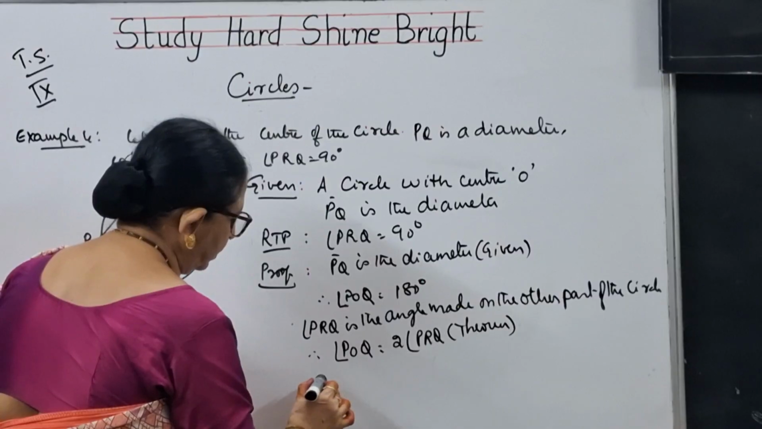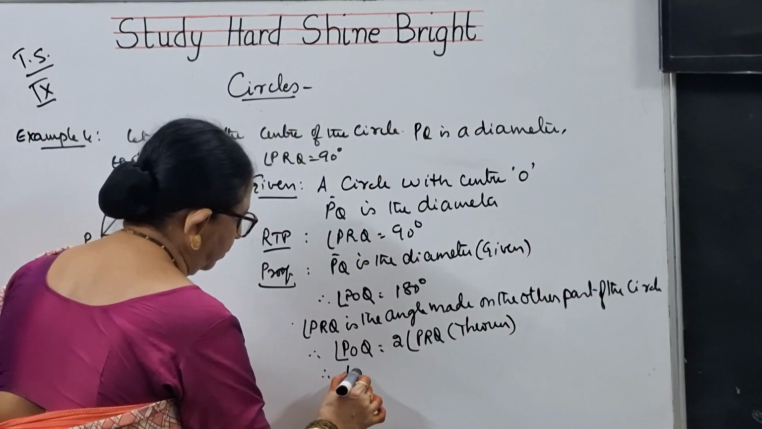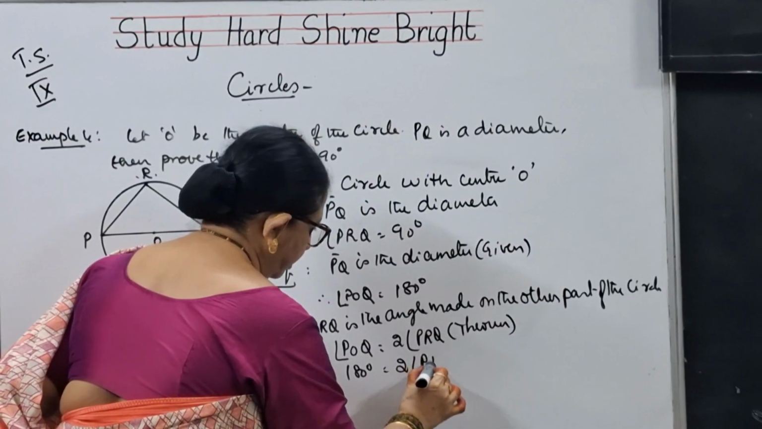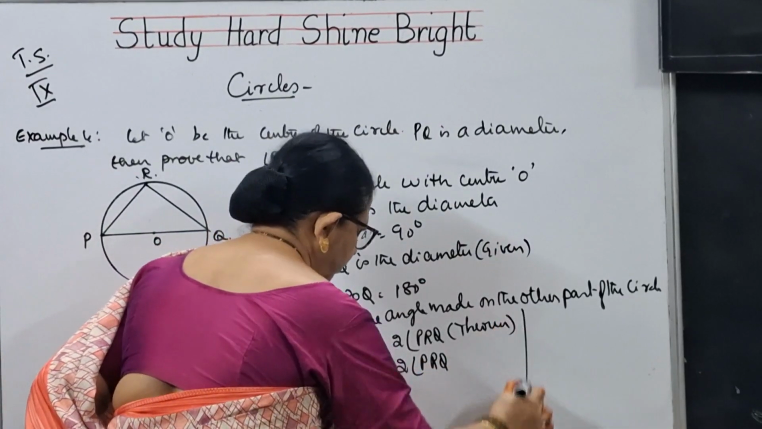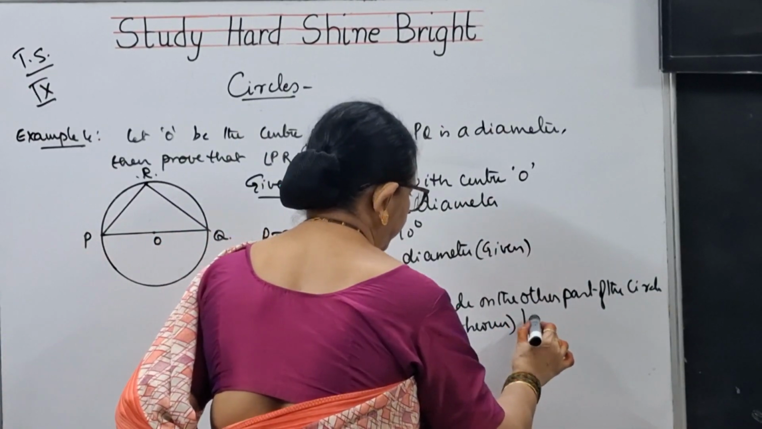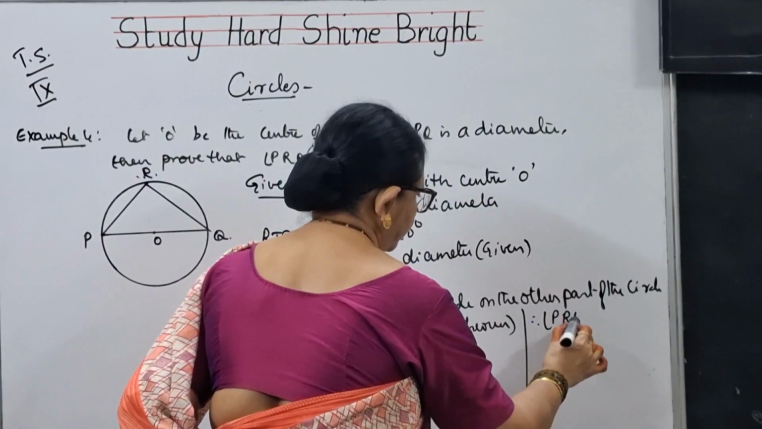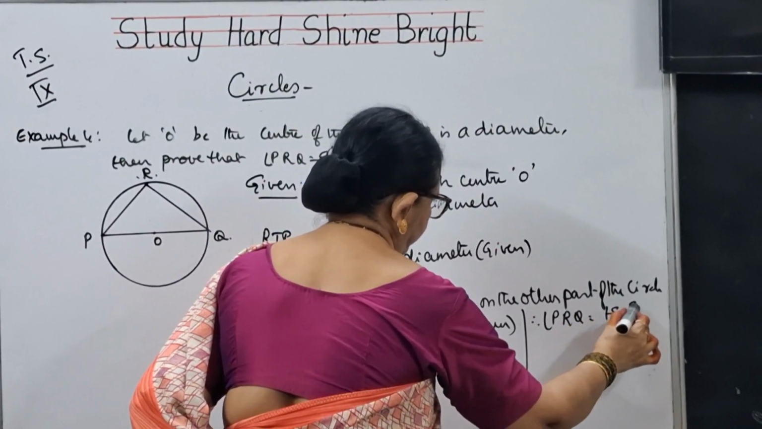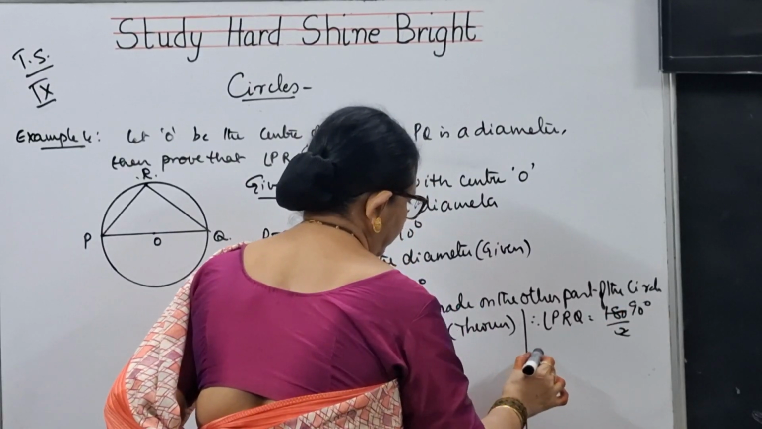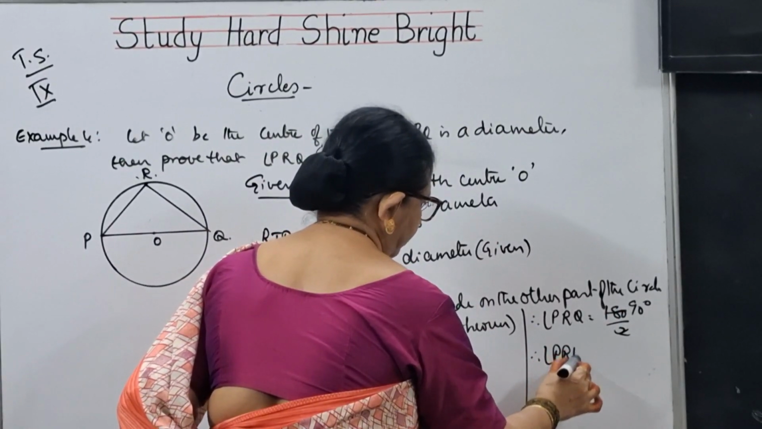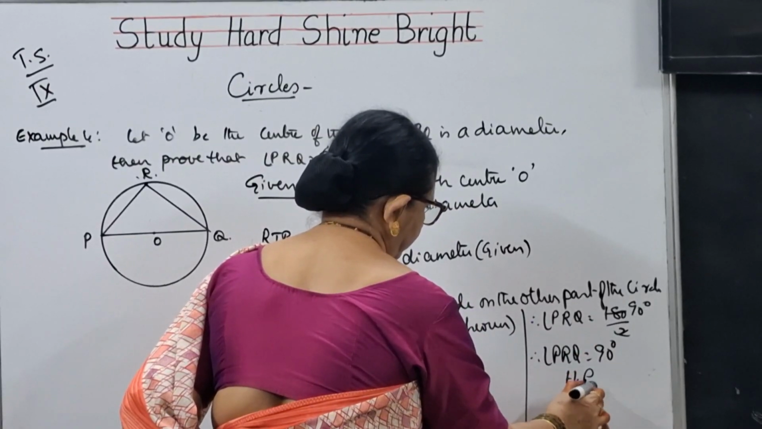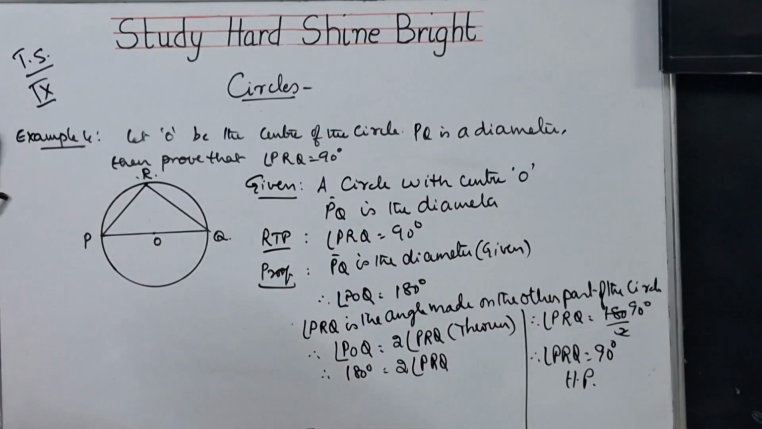So, therefore, what is angle POQ? 180 degrees is 2 times of angle PRQ. So, what is angle PRQ? Angle PRQ is equal to 180 by 2, that is 90 degrees. Therefore, angle PRQ is equal to 90 degrees. Hence, proved. This is the proof of this problem, children.